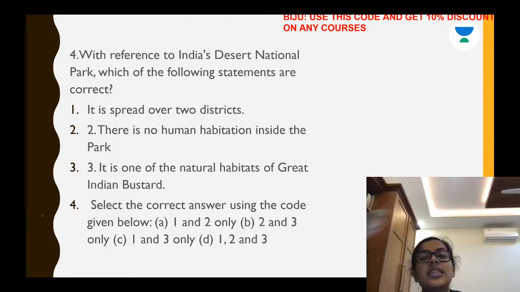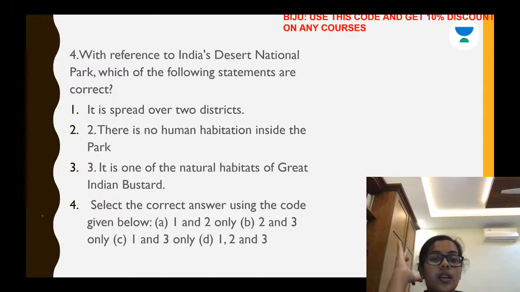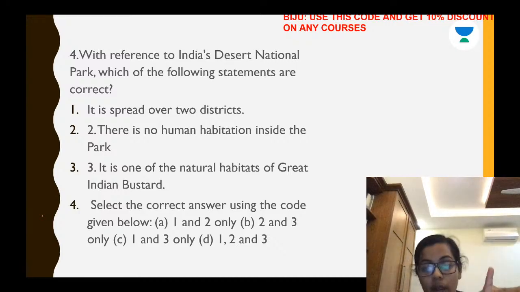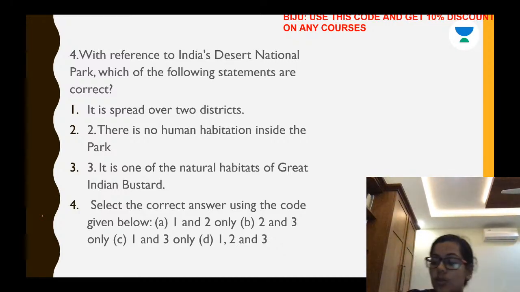With reference to India's Desert National Park, which of the following statements are correct? First, it is spread over two districts. Second, there is no human habitation inside the park. Third, it is one of the natural habitats of the Great Indian Bustard. Select the correct answer using the code given below. Option A, 1 and 2; option B, 2 and 3; option C, 1 and 3; and option D, 1, 2 and 3. So this is the answer.